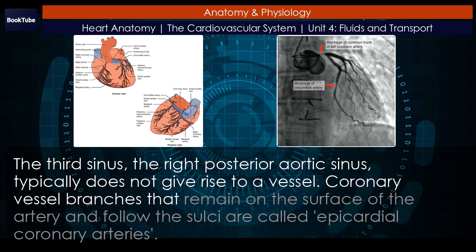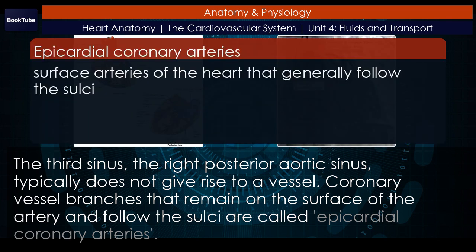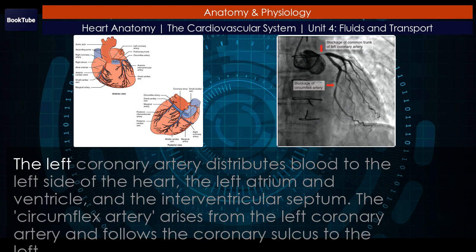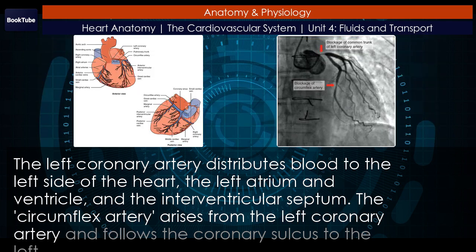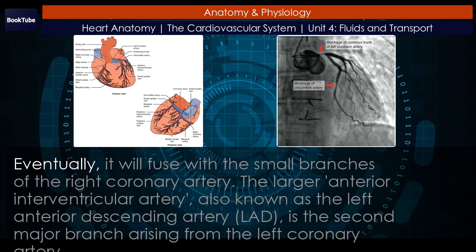Coronary vessel branches that remain on the surface of the heart and follow the sulci are called epicardial coronary arteries. The left coronary artery distributes blood to the left side of the heart, the left atrium and ventricle, and the interventricular septum. The circumflex artery arises from the left coronary artery and follows the coronary sulcus to the left. Eventually, it will fuse with the small branches of the right coronary artery.